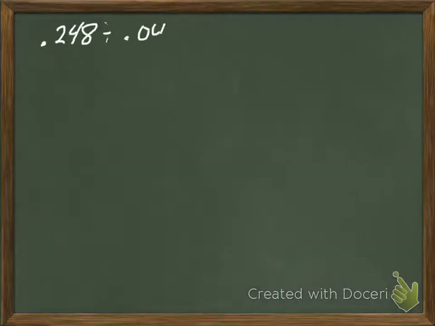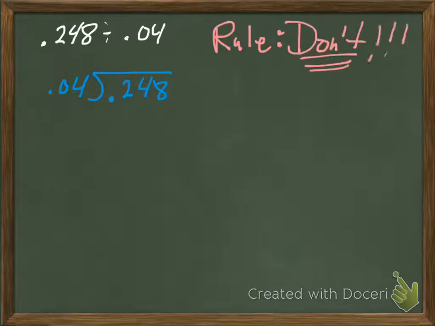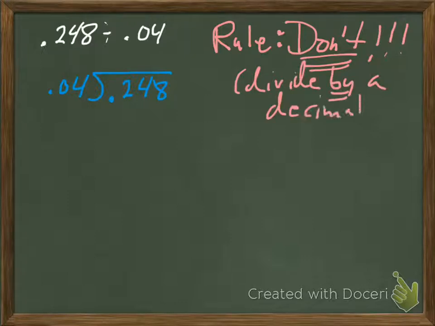All right, so to get started, let's take a division problem like 0.248 divided by 0.04. Well, rule number one for dividing decimals is, just like always, we do the little crisscross. We put the number being divided under the division sign, and we put the 0.04, the thing that's doing the dividing, out front. And rule number one of how to divide by a decimal: literally, don't divide by a decimal. Okay? What we're going to do instead is fix the decimal.